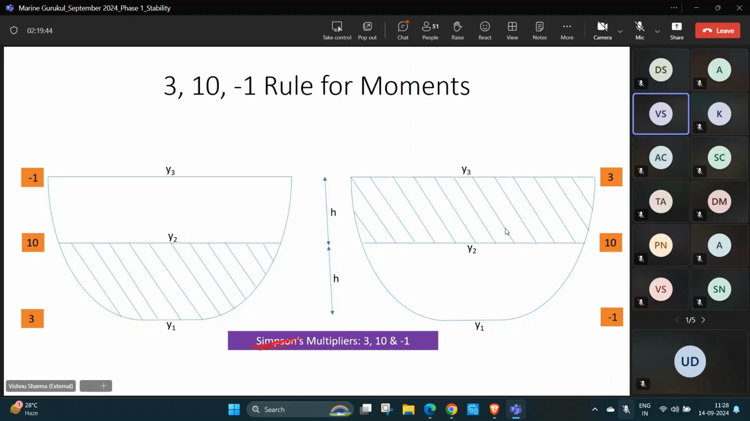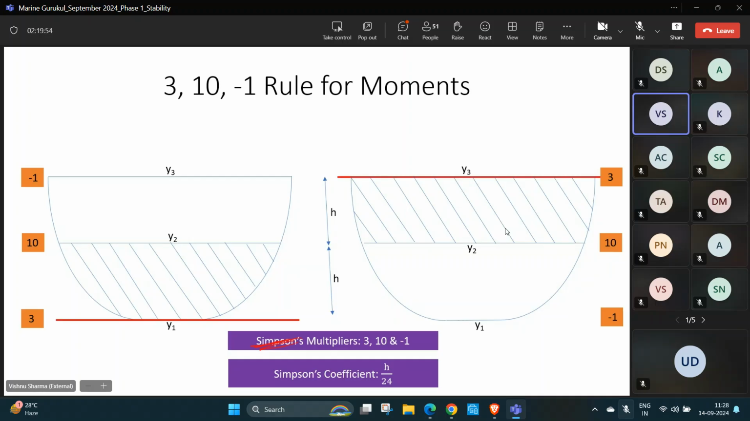This will give you moments about which axis. Coefficient h by 24. In the left diagram, you will get the moment of the shaded area about this red axis, and likewise in the right diagram, you will get it about the red axis. So the axis choice does not lie with you under 3, 10, minus 1. It's an axis by default, and you can't change that even if you wish to. This I have now repeated through the slides. I had explained it to you earlier.